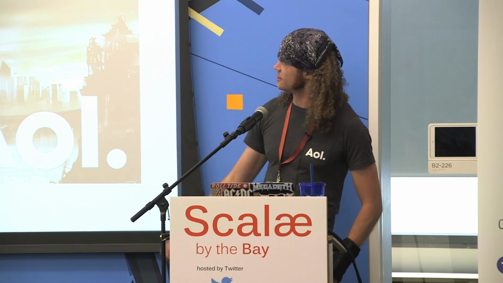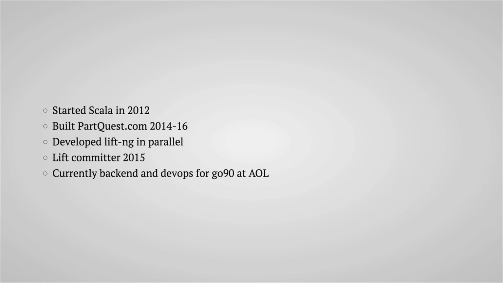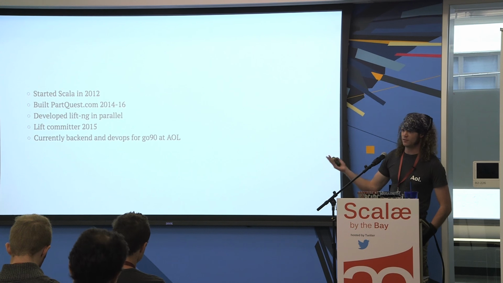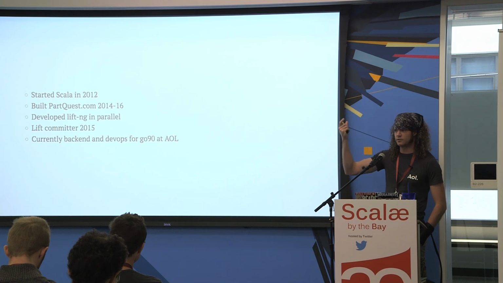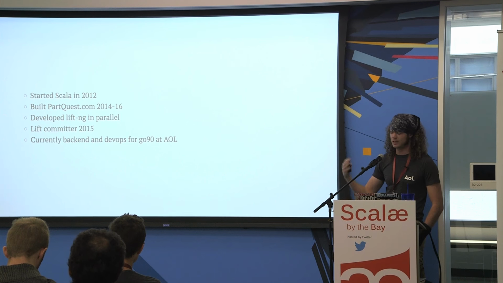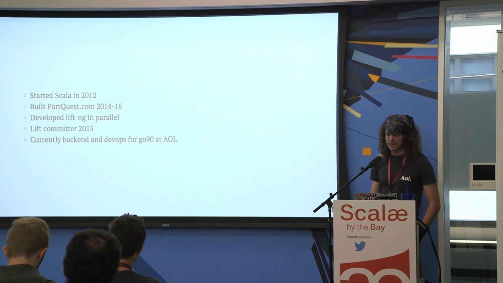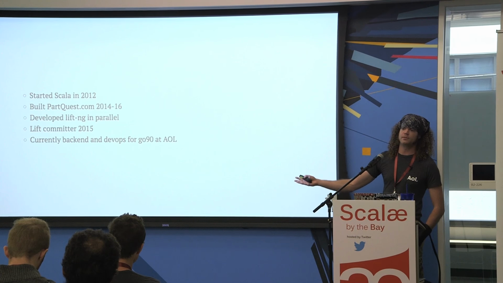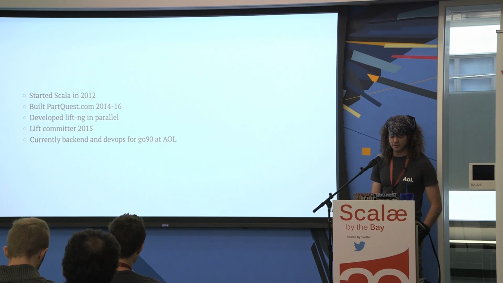But anyway, this is the client-side apocalypse, and a little bit about me to get why I would talk about such a thing. I started Scala in 2012 after Martin Odersky graciously offered a free course on his wonderful language. I helped build PartQuest.com at Mentor Graphics roughly in this time frame. And we used Lift on the back end, and developed LiftNG kind of in parallel, which is a nice little way you can put Angular on top of a Lift app. Became a Lift committer in 2015, so I help with the project nowadays. But now I'm working on the Go90 streaming app at AOL. And so a lot of what I'm going to talk about today has nothing to do with what I'm doing at AOL. It's what happened in my last job, and some of the things I learned there.